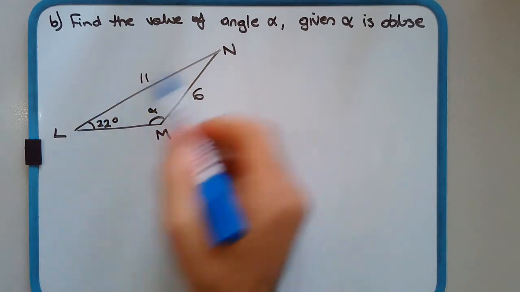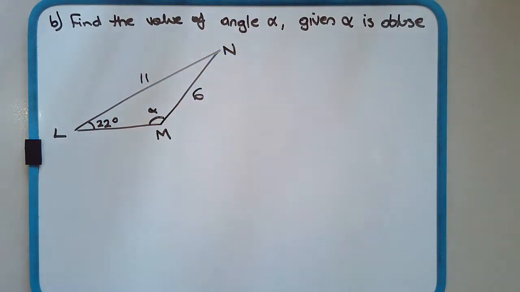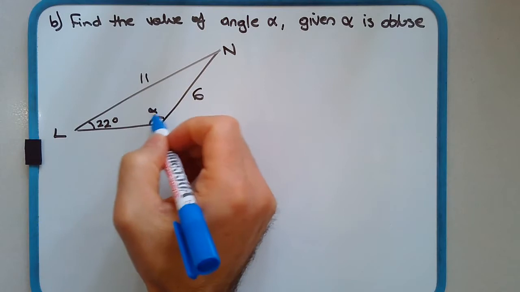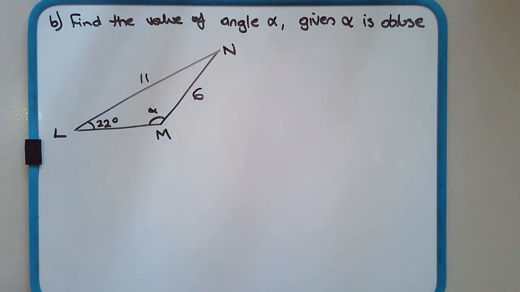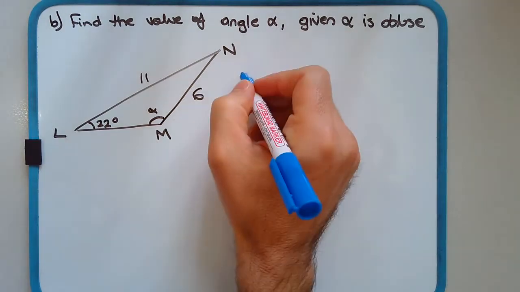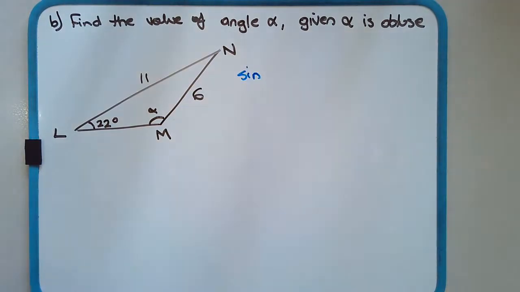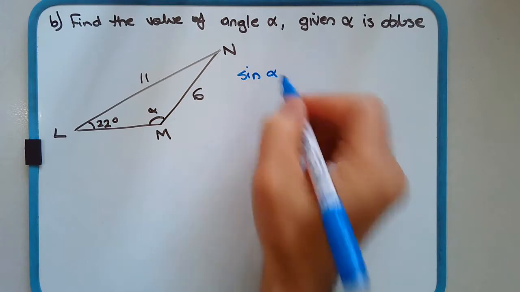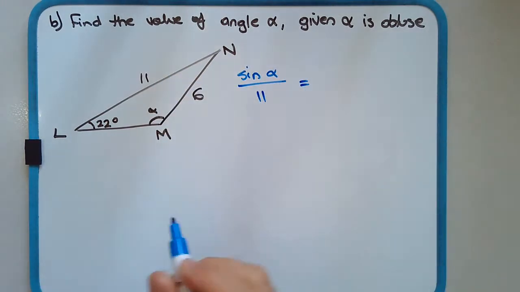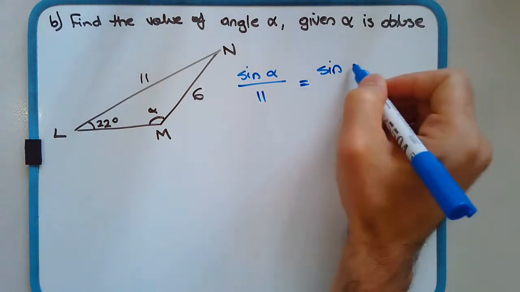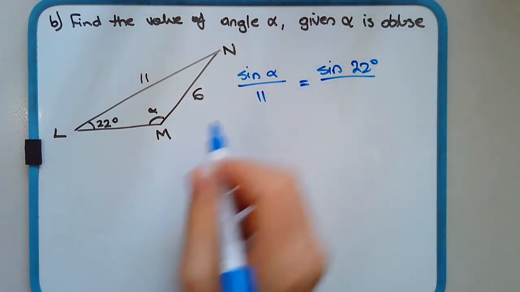We also have side LN, which is 11, and its opposing angle is angle alpha, which we want to find. So again, let's set up the sine rule here. Again, side angle pairs implies we need to use the sine rule. Sine of alpha over 11 is equal to sine of 22 degrees over 6.